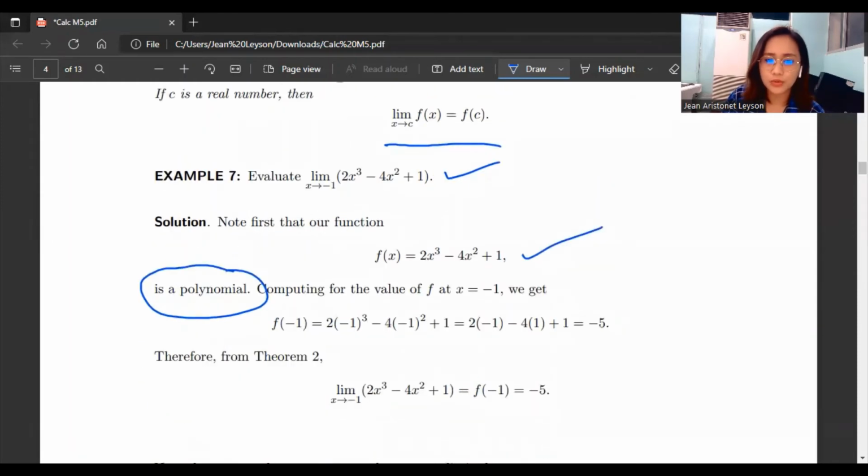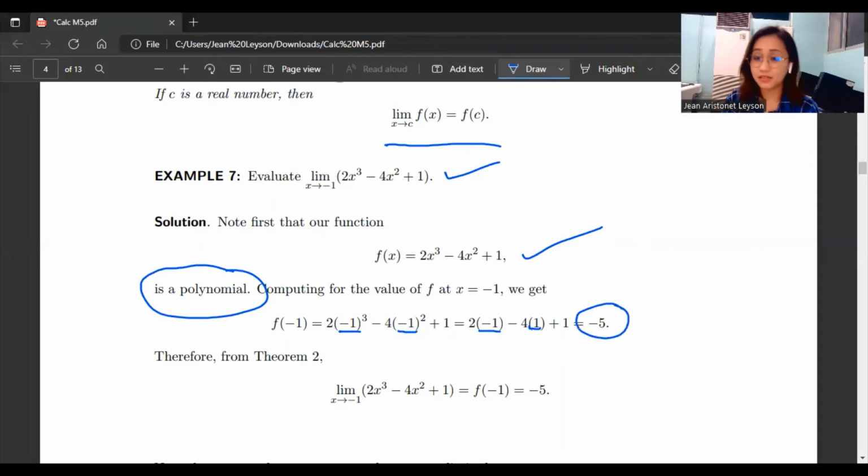Computing for the value of f at x is equal to -1, we get, so that's substitution. So f of -1. So that x cubed will become -1 cubed. x squared will become -1 squared. And further simplifying, -1 to the power of 3. Of course, it's -1 because the exponent is odd. -1 squared, that's 1. The exponent is even. So simplifying 2 times -1, that's -2. Minus 4, that is -6 plus 1.